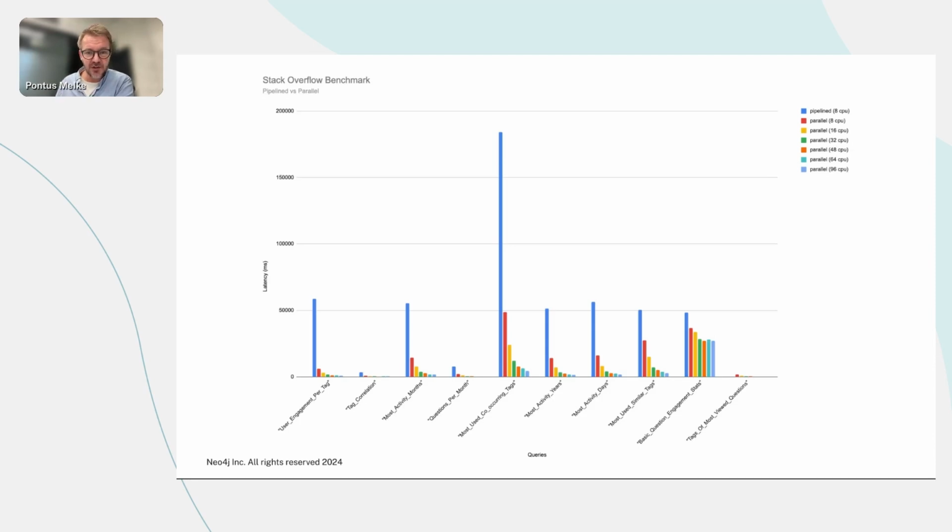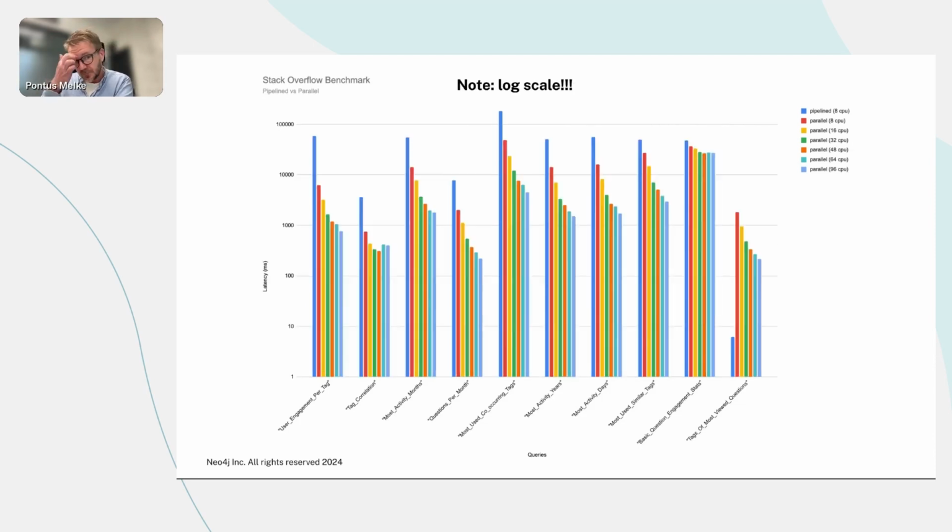This is hard to see. I will switch to log scale, but you see already at 8 CPUs a big boost using the parallel runtime. And if we look closer, in most cases we see a nice, almost linear increase, so the more cores you provide, the faster the query runs.